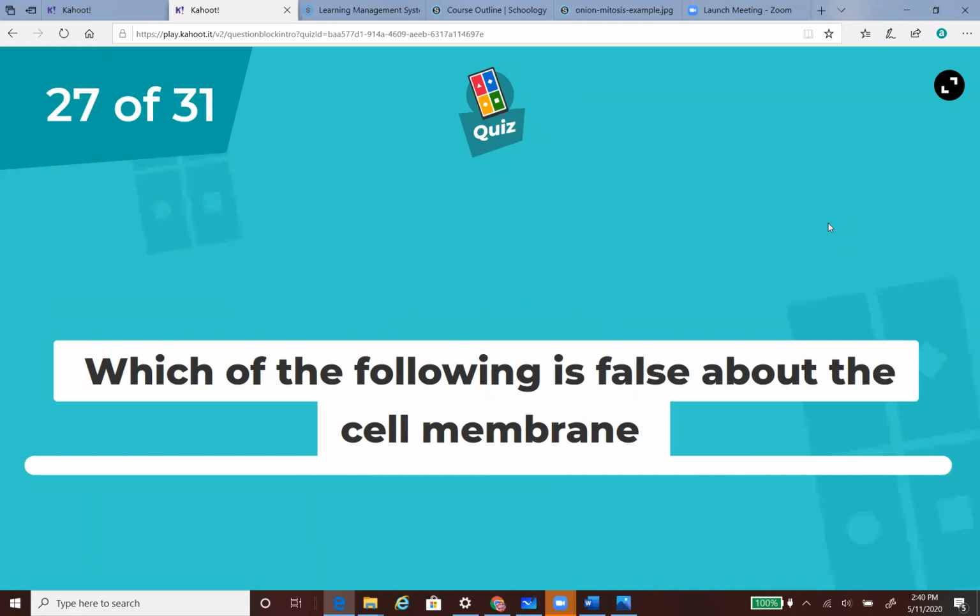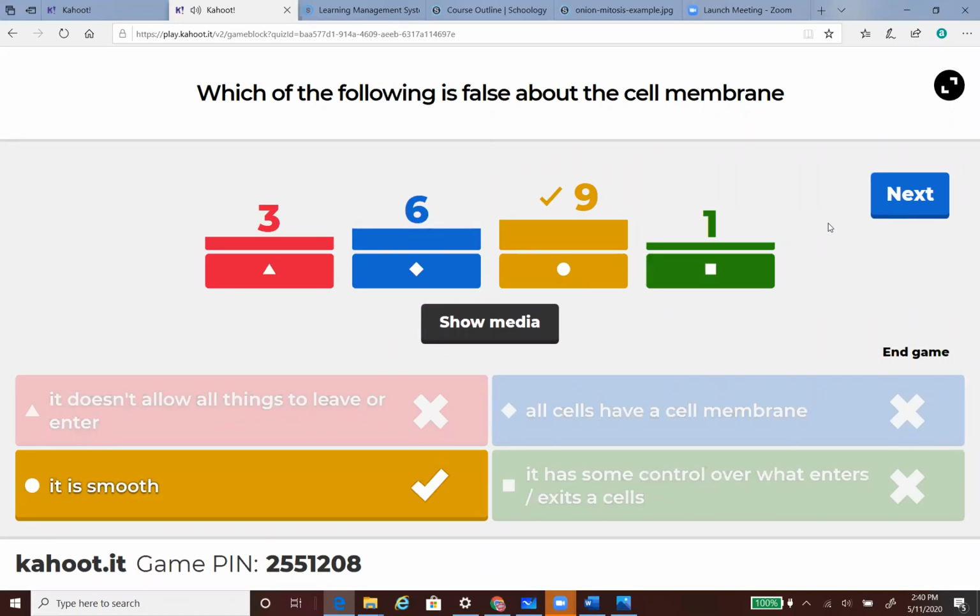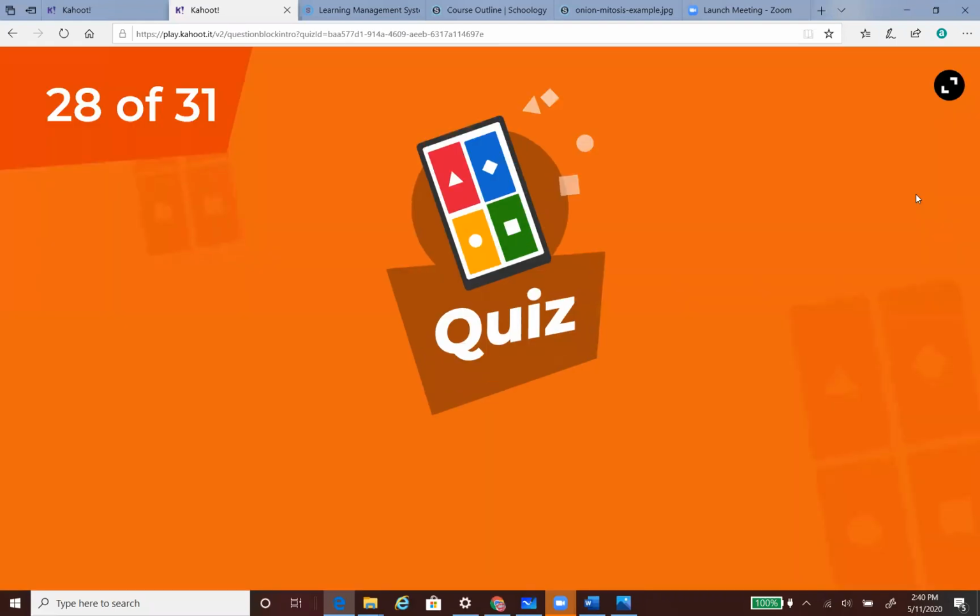The cell membrane. What is false? Yeah, it's not smooth. Remember, it has a rough appearance. All right. Next question.